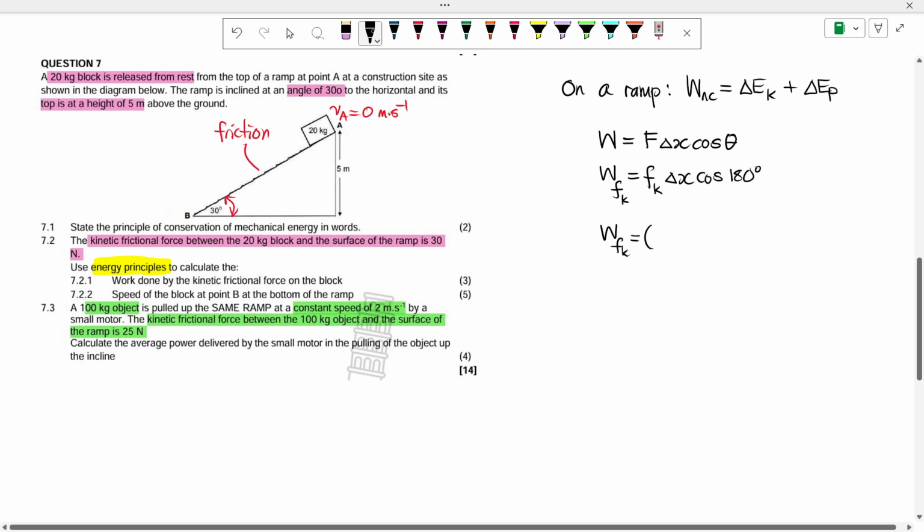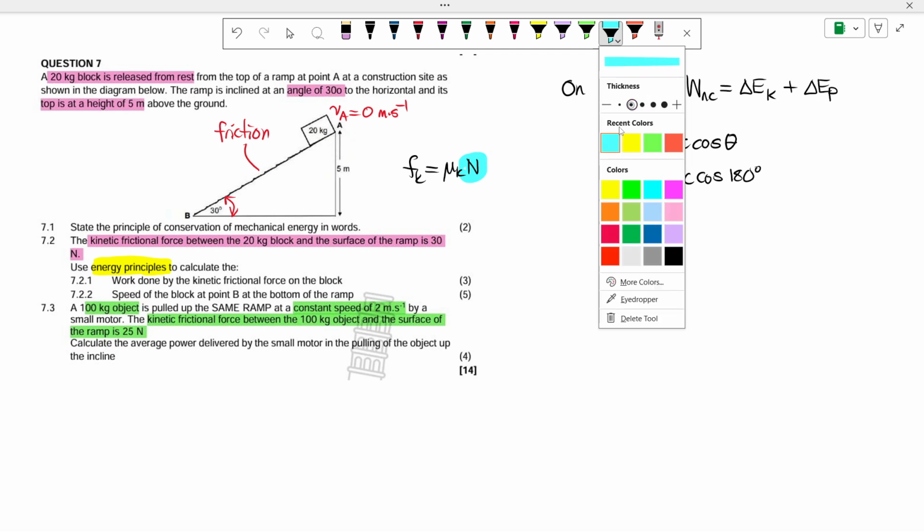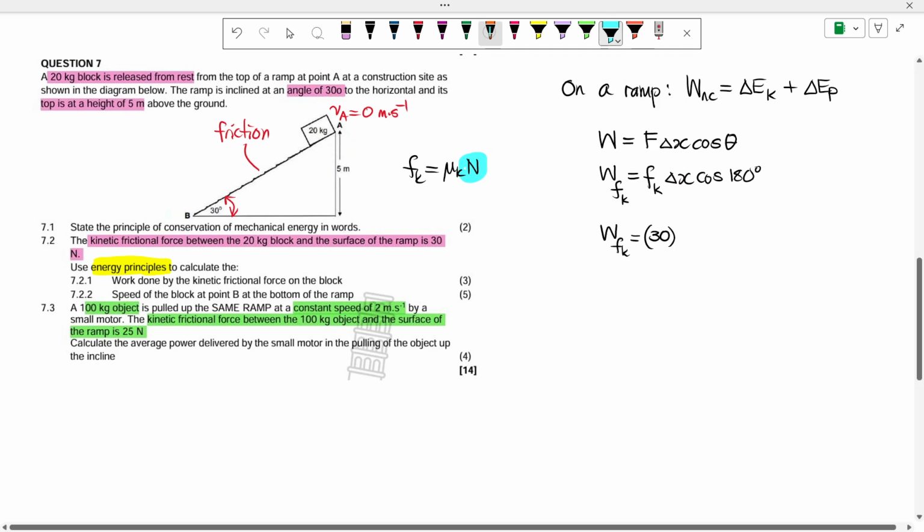FK is given in this case, so they were nice enough to give it. Do revise how to find FK from this equation if it's not given. See, it's a function of the normal force, and to find that normal force, you remember, you should always solve for the forces that are going in the y direction to be 0. That's the only way you find the normal force.